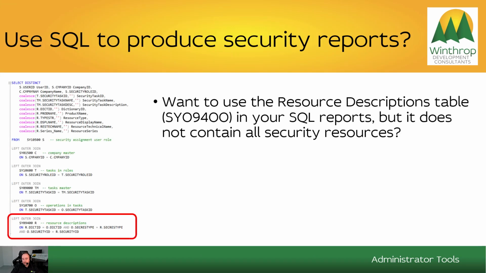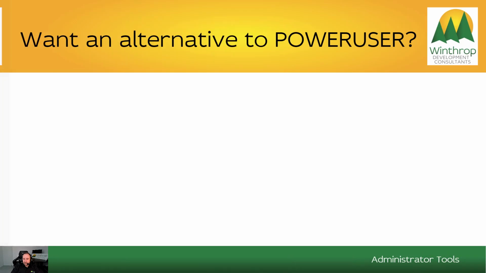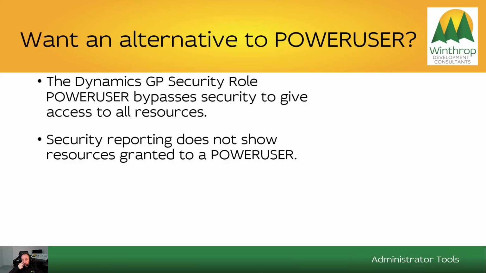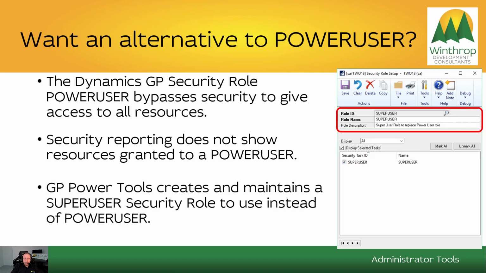If you use SQL to produce security reports for your auditors, you will probably be using the resource descriptions table, which is populated with the forms and reports in GP, but it doesn't by default populate everything. So GP Power Tools populates all of the other security resources, such as posting permissions, document access, and navigation list access.